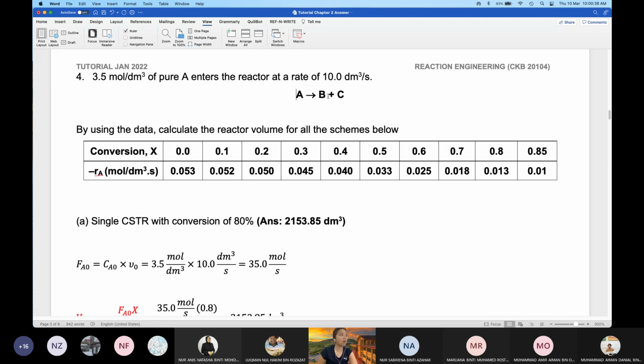Next one, a rate of 10 dm cube per second. Again, dm cube per second, the dimension is volume per time. So you know volume per time is volumetric flow rate. It says this is the initial, enters the reactor, right. So V0, 10 dm cube per second. Same concept: if you think this 10 is Fa0, the whole question is wrong too. Or if you think this 10 is Ca0, the whole question is wrong too. So you cannot make this mistake. Check the unit, look at the dimension. Make sure. Okay, so done. We know Ca0 is 3.5, V0 is 10.